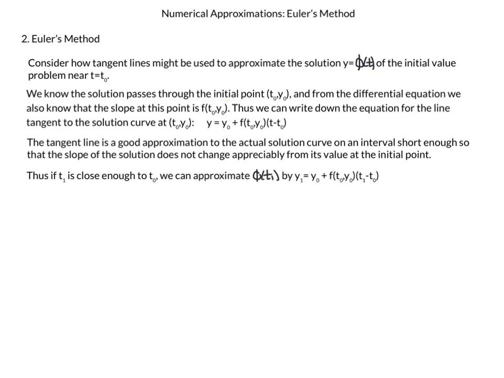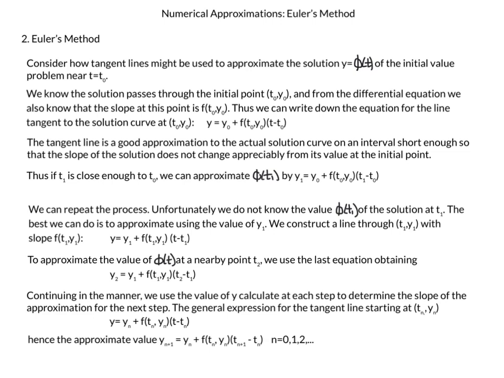Thus, we can write down the equation of the tangent line as y equals y naught plus f of (t naught, y naught) times (t minus t naught). Again, here is our slope. The tangent line is a good approximation to the actual solution curve on an interval short enough so that the slope of the solution does not change appreciably from its value at the initial point. Thus, if t1 is close enough to t naught, we can approximate phi of t1 by y1, equal to y naught plus our slope times (t1 minus t naught).